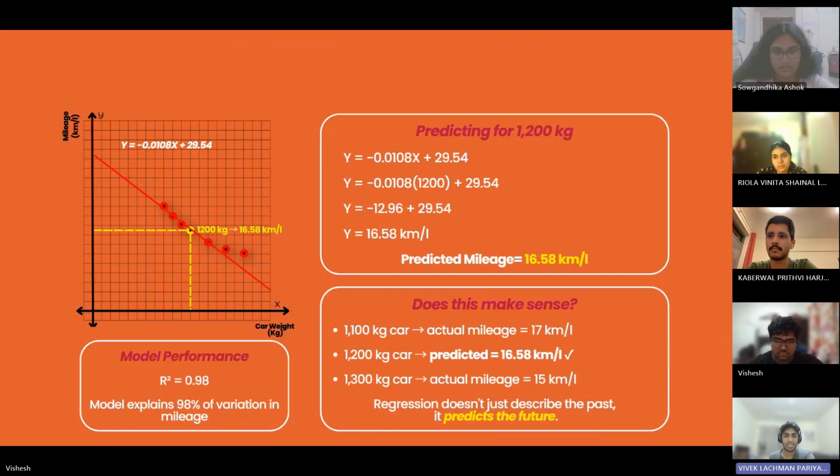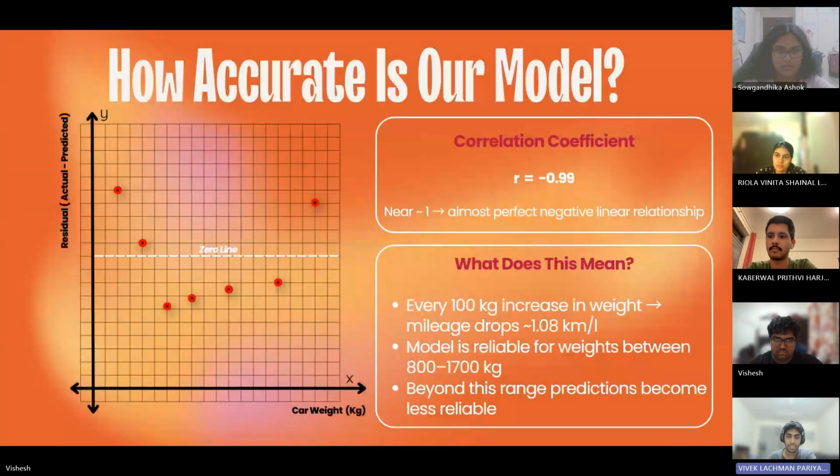The residual plot tells us how far off our guess was for each point. See how the dots are scattered randomly around zero. There is no pattern. The random scatter is exactly what we want. It means our linear model is working.